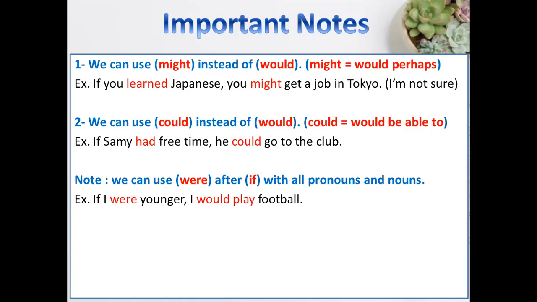If I were younger, I takes was. But in the second conditional, we use were. But we can't use was with the plural. We use were with the singular and the plural, and we use was with the singular only. If I were younger, I would play football.